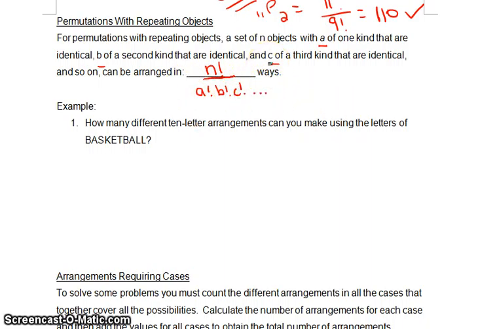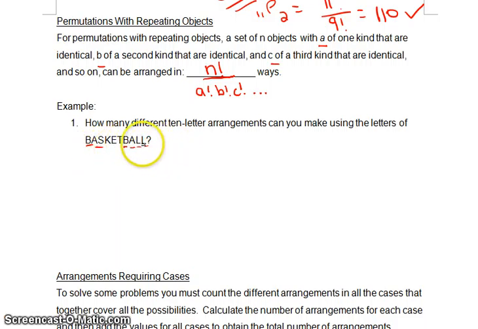So let's look at an example here. How many different 10-letter arrangements can you make using the letters of basketball? Here we notice that we have some repeating objects, or repeating letters. If you notice, there's 2 B's, there's 2 L's, and there's 2 A's, and the rest are just 1's.